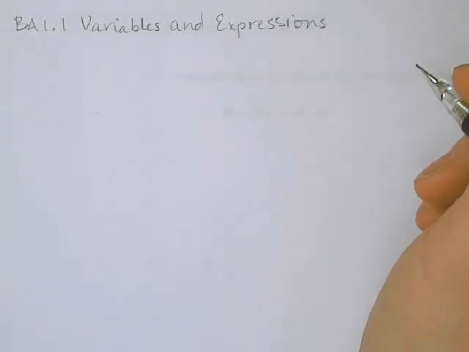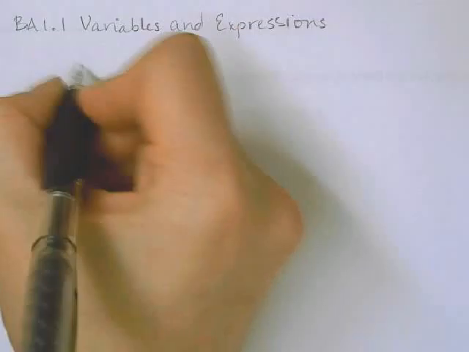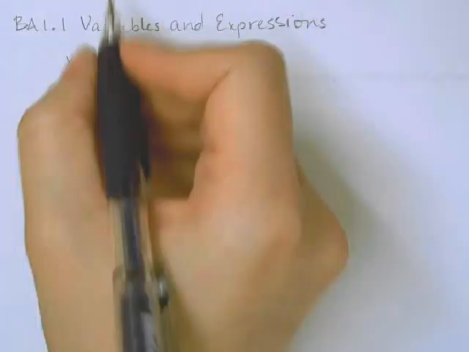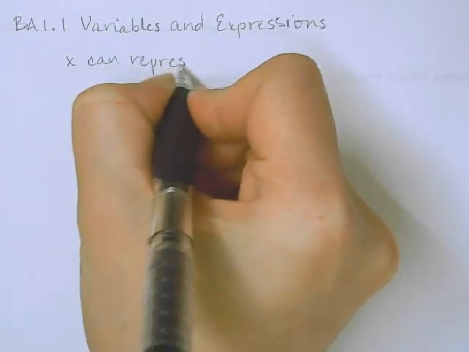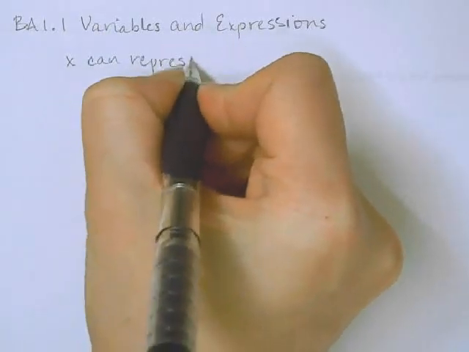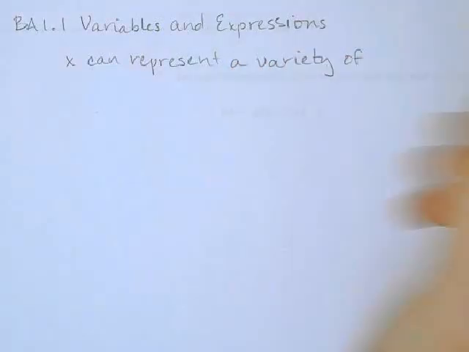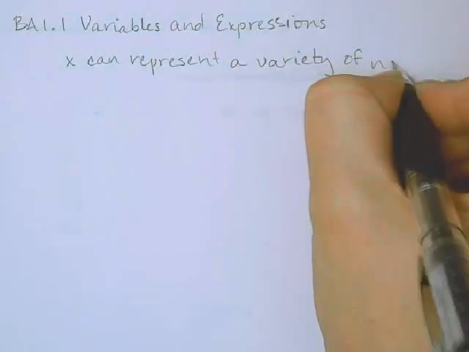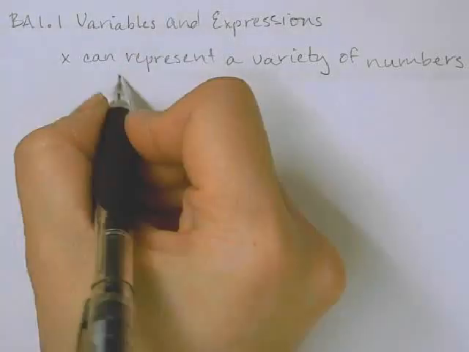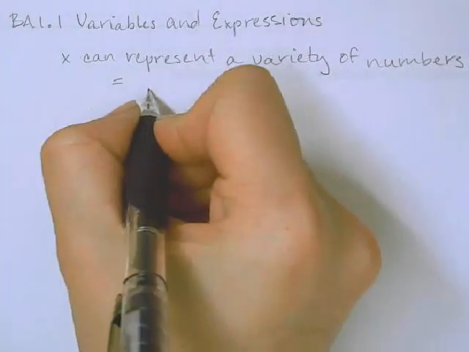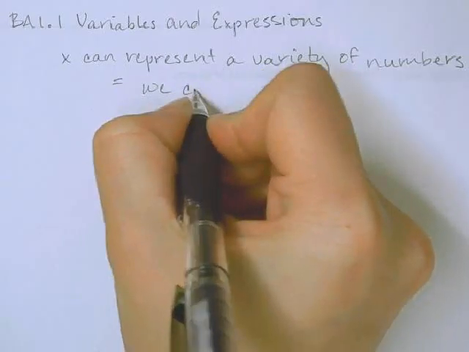So, a variable, we often use the letter x, that's the most common one, can represent any set of numbers, or a variety of numbers. And most of the time we don't know what that is. Sometimes if we're given an equation, meaning we have an equal sign, we can figure out what x equals.